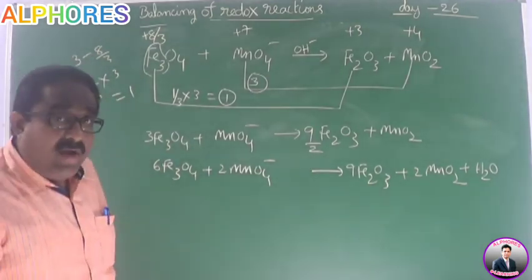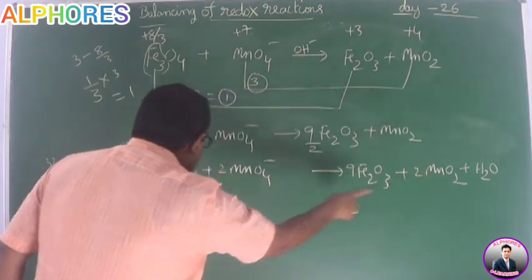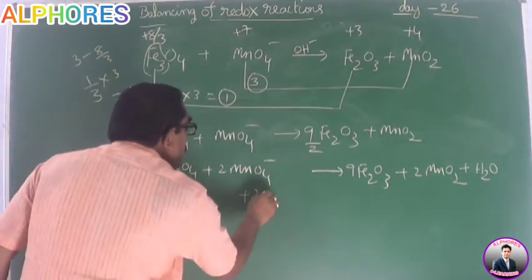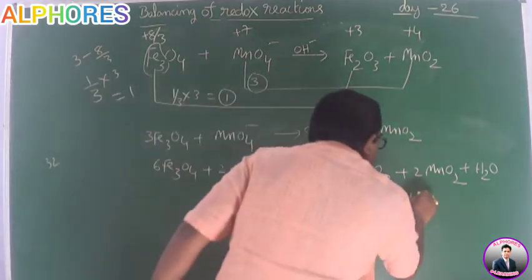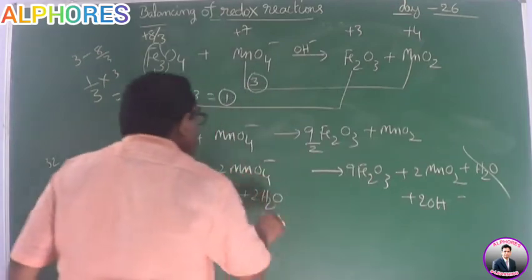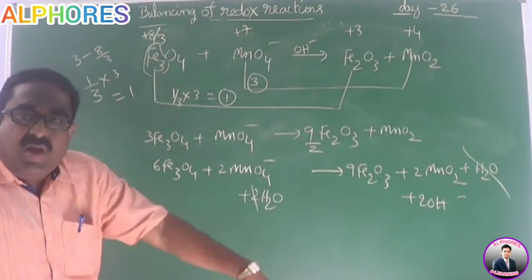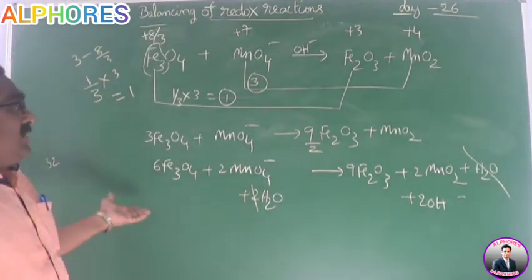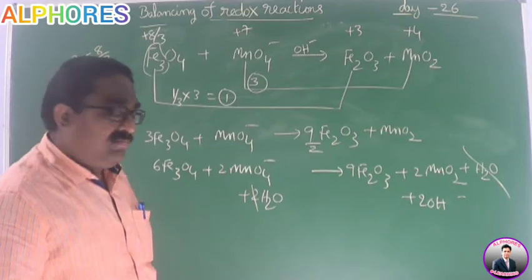Now balance hydrogen in basic medium. 2 hydrogens, and nowhere are there hydrogens. So you should balance this with 2 H2O and immediately add the same number of OH minus ions on the opposite side. So you can cancel this H2O, because if you bring that H2O to this side, 2 minus 1, 1. Now this is your final balanced equation.